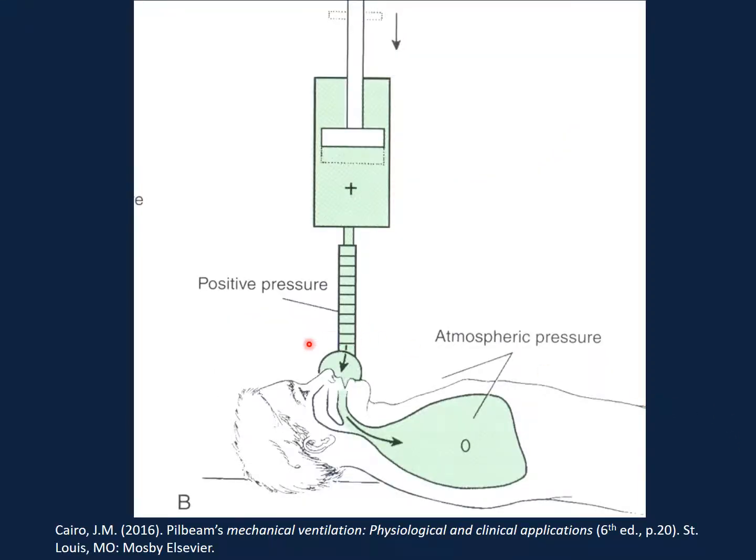Okay, and it is also a positive pressure ventilation when you apply the mask over the nose and mouth of the person, and then you are squeezing the bag with your hands. You're actually pushing positive pressure into the person's lungs, and therefore creating the volume change, which you see as chest rise.